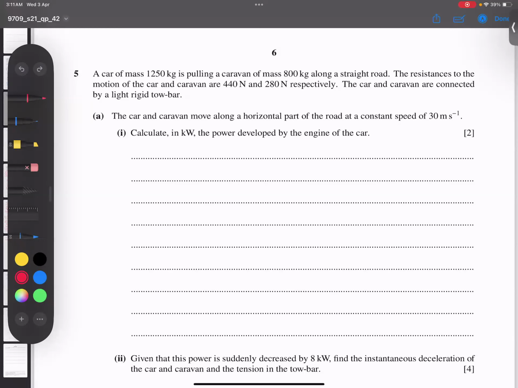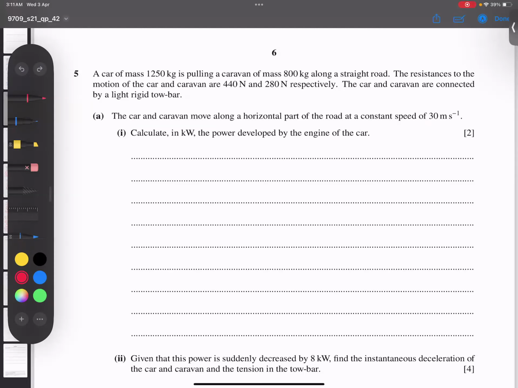June 2021, 42 variant. A car of mass 1250 kilograms is pulling a caravan of mass 800 kilograms. The resistance to motion of the car and caravan is 440 and 280 newtons. The car and caravan are connected by a tow bar, and they move on a horizontal track at a speed of 30. We have to find the power developed by the engine.